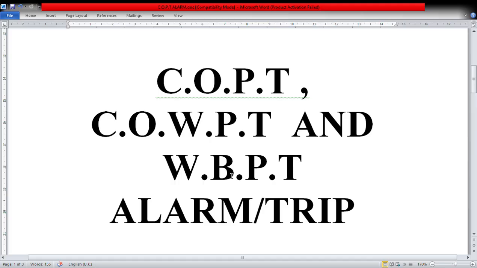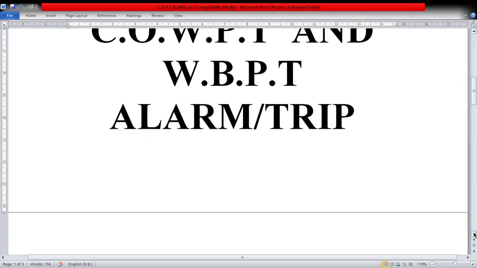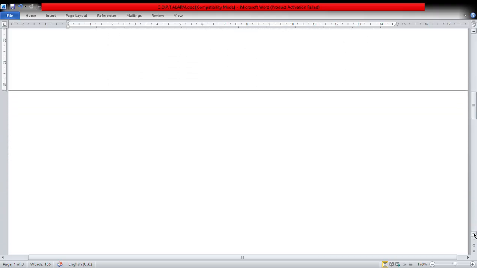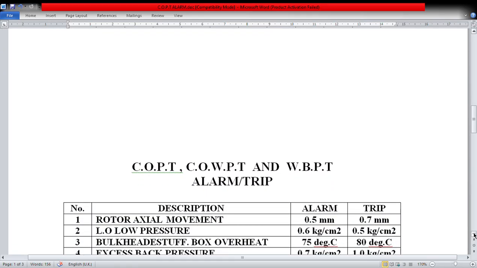Now here we'll discuss what is very crucial and important: the alarms and trips. This can be a separate question from the surveyor's end. So we'll see what alarms and trips we have in this.